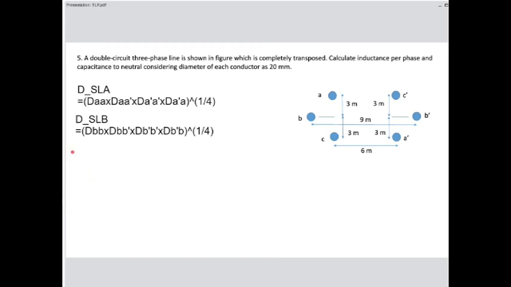Okay, so we can go to DSLC. It will be the same thing. DCC, C conductor its own distance. So C to C prime. Then go to C prime conductor, its own distance, C prime C prime. And C prime to C conductor. Then we have done. We take the corresponding root. Done. DSLC.